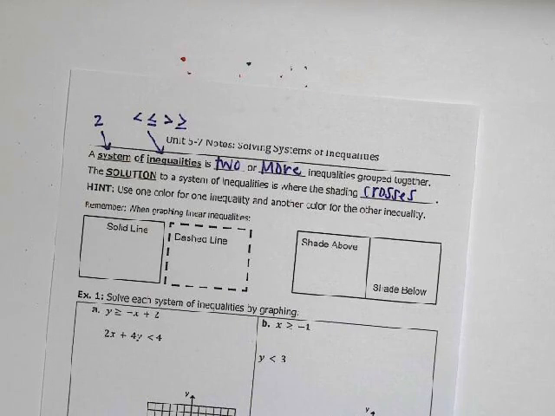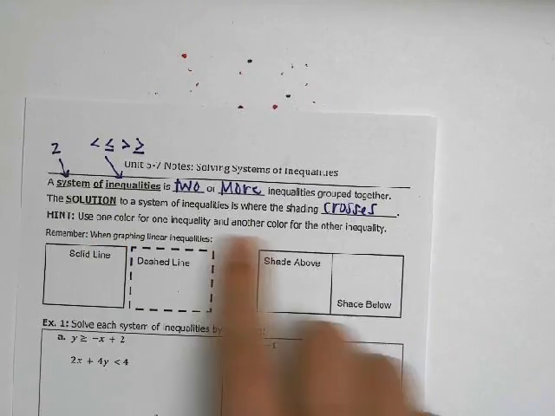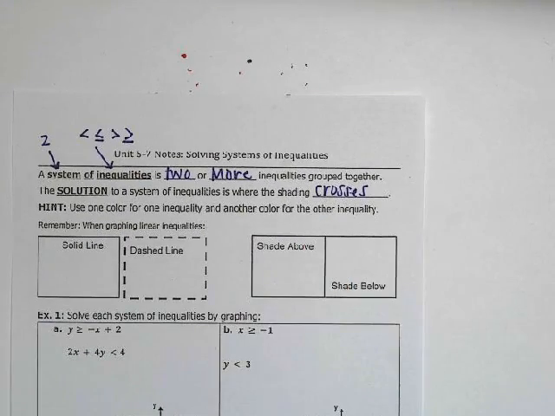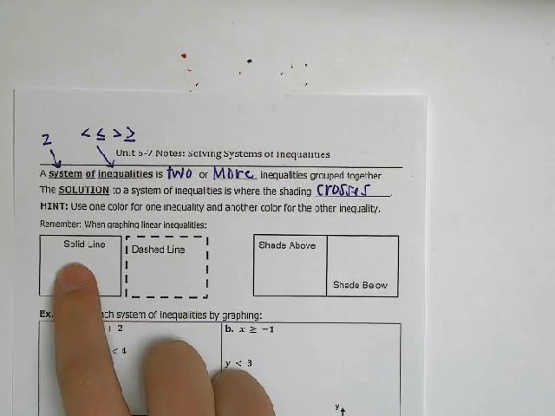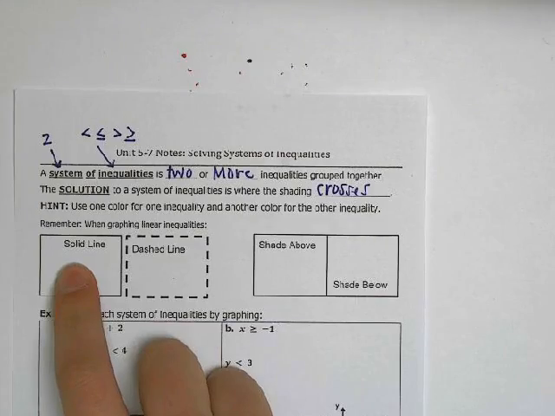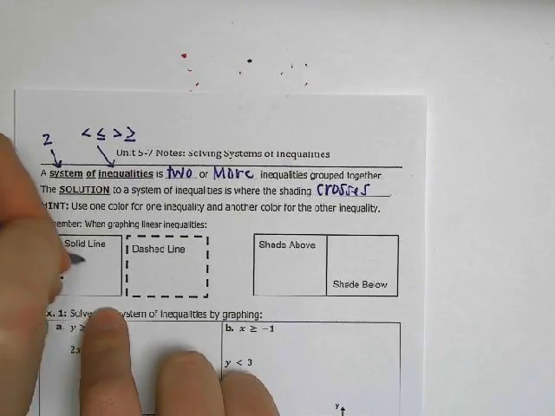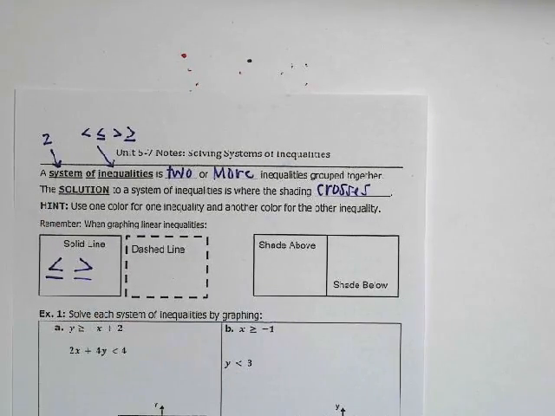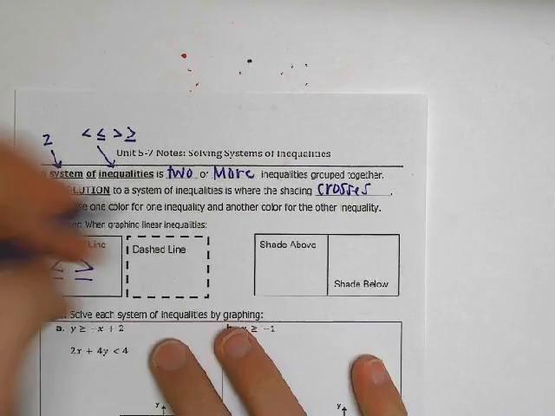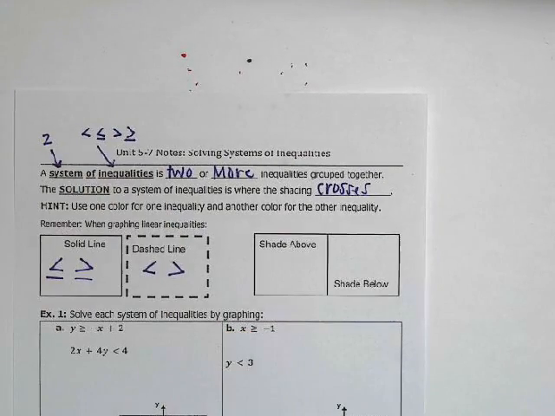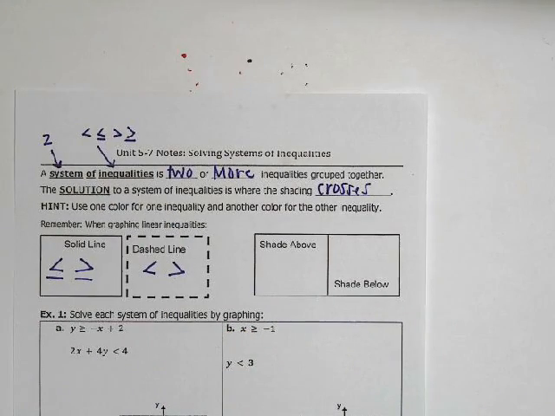It says use one color for one inequality and another color for the other. If you want to do 2 separate colors, that's fine, but you don't have to. It says, remember, when graphing linear inequalities, how do I know when I'm going to draw a solid line on the graph? When it's got the line under the symbol. When do I draw a dashed line? When there's no line under the symbol.